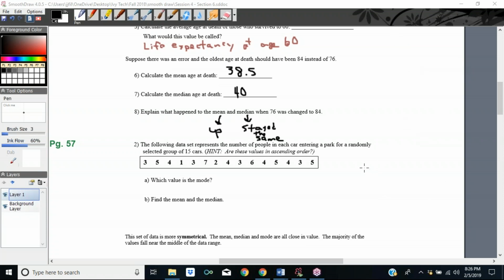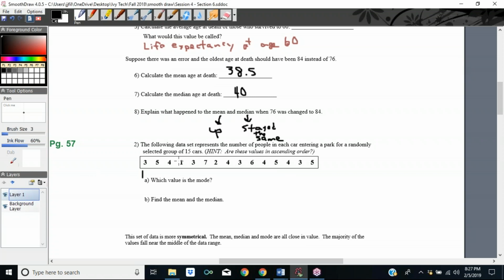All right, so it looks like most of you have your hand raised up, so that's good. So we're going to get rolling here. So it says here, the following data set represents the number of people in each car entering a park for a randomly selected group of 15 cars. So the first thing we should really do is put them in order from least to greatest, and so I'm going to do that right here.